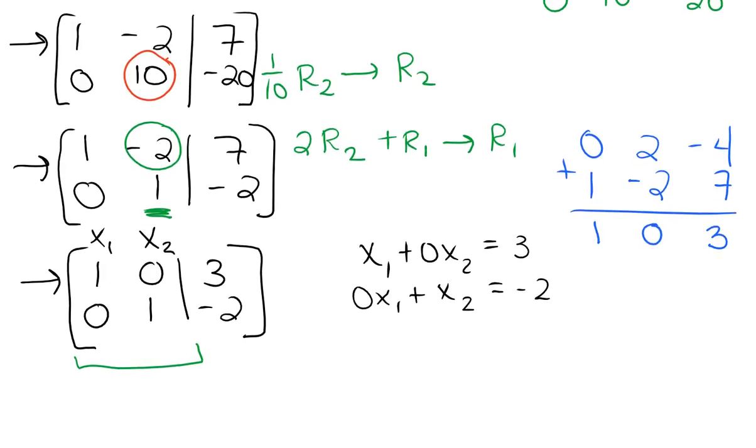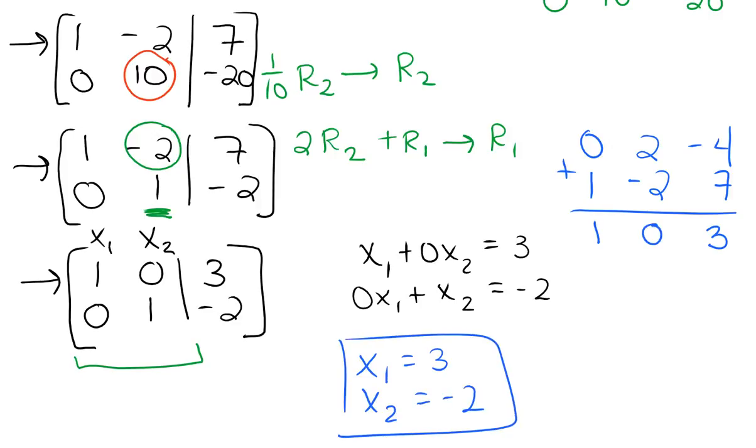Well, really all that's saying is that we have x1 equals 3 and x2 equals -2. Or we can write this as a coordinate pair, and that would be 3, -2. Either one is acceptable. Okay.